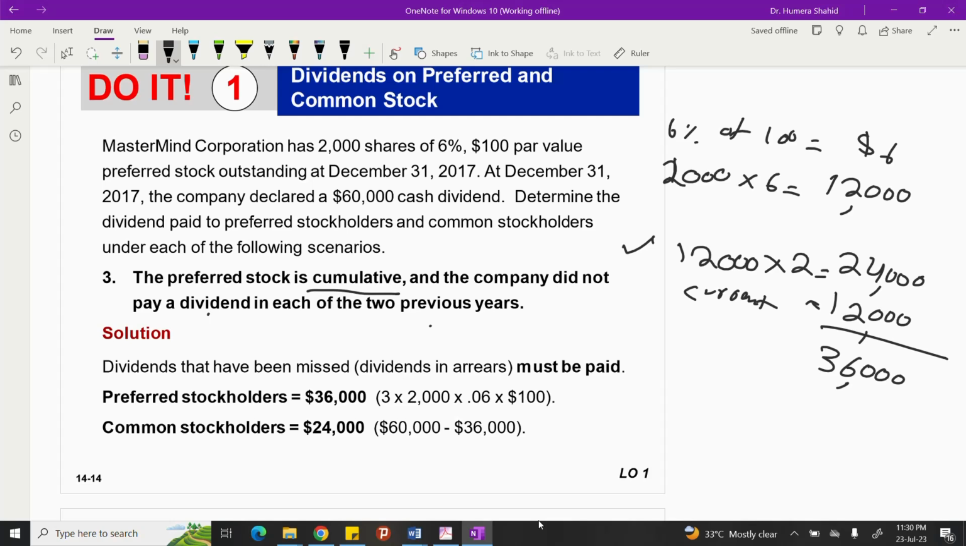Okay. Do we have it? Yes, the declared dividend is 60,000. So 36,000 will be given to the preferred stockholder, remaining which is 24,000. 60,000 was total cash dividend, 36,000 is taken by the preferred stock, remaining is for common stockholders.